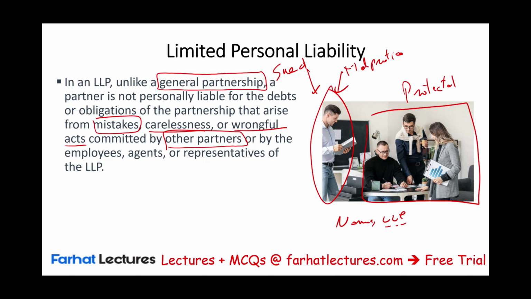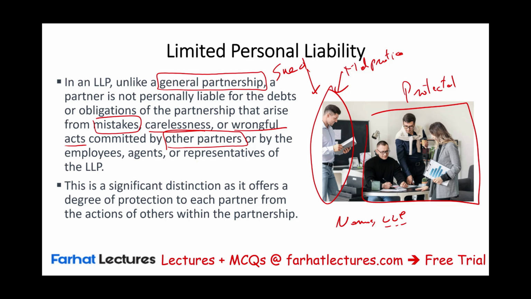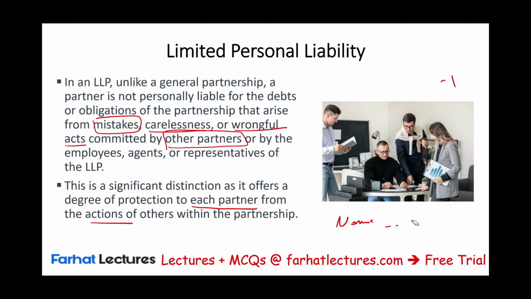What does that mean? It means the other 3 individuals are not responsible for the mistakes, carelessness, or wrongful act of the other partner. And that's why doctors, lawyers, and accountants, as well as other professionals, organize as LLP, but those are mainly the 3 ones. And this is a significant difference because it offers protection to each partner from the actions of others within the partnership. So you want to work in this partnership, but you don't want to be responsible for the malpractice or the wrongful act of another partner, because it has nothing to do with you. Therefore, you have some sort of protection.